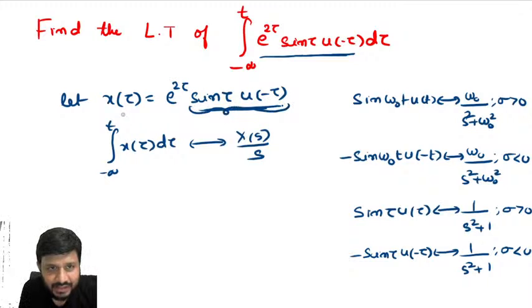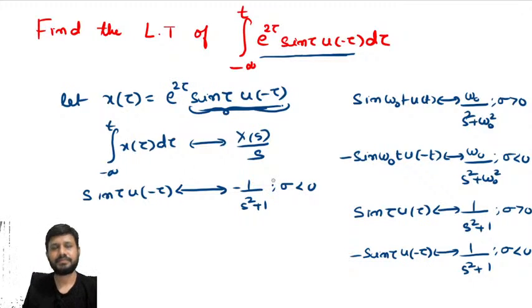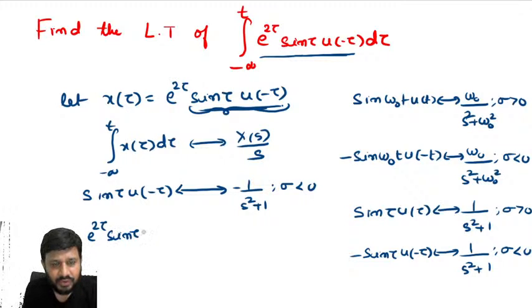Now come here. Let's get the Laplace transform of x of tau, that is x of s. Observe here, sin tau u of minus tau. Can you tell me what is the Laplace transform? From this, minus 1 by s square plus 1. What is the ROC? Sigma less than 0. Now, I want the Laplace transform for e power 2 tau sin tau u of minus tau. What property do I have to use?